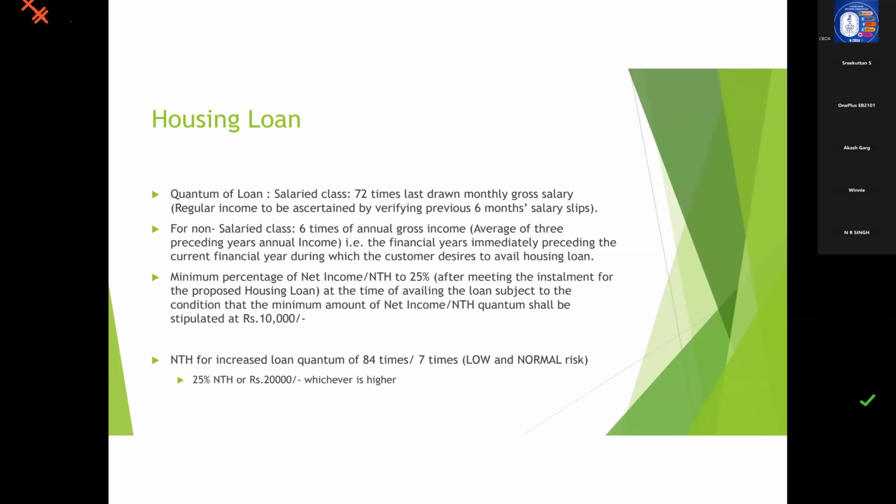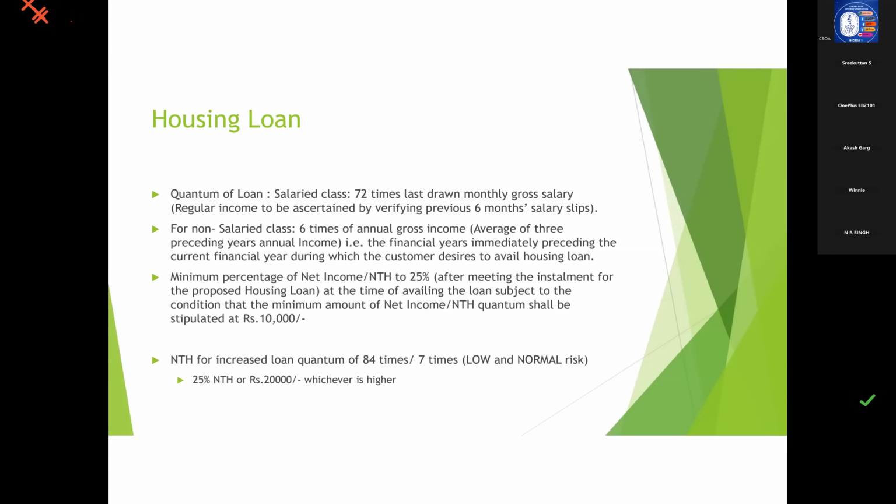This depreciation concept will come only in the case of the non-salaried class, because for the salaried class there is no concept of balance sheet; it is purely based on the salary slip. So when you consider the loan quantum of the non-salaried class, you can add back 20% of the depreciation. To see what depreciation they have shown, you have to go for the audited balance sheet. Suppose their balance sheet shows a depreciation of, say, 1 lakh, you can add 20,000, that is 20% of that 1 lakh, to his gross income, and you can find the eligibility based on that. So that 20% is the important point here with regard to examination.